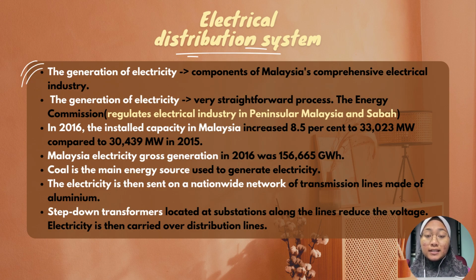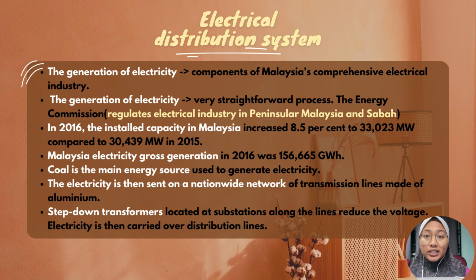In 2016, the installed capacity in Malaysia increased by 8.5% to 33023 compared to 30439 in 2015. Malaysia's electricity gross generation in 2016 was 156665. Coal is the main energy source used to generate electricity.